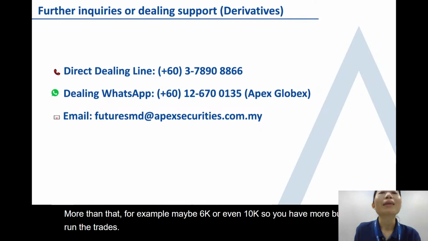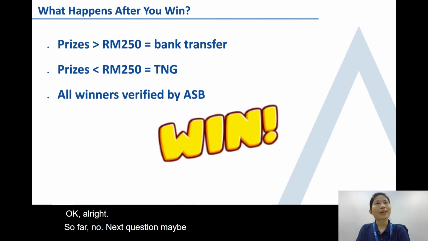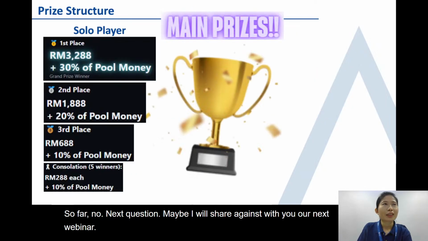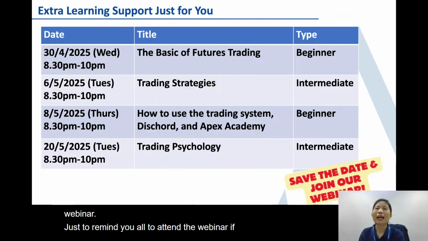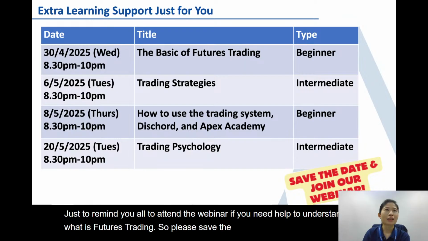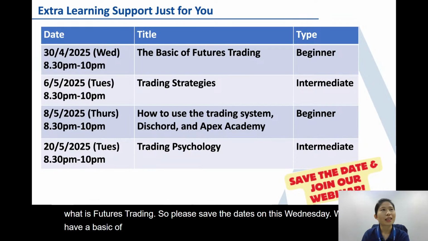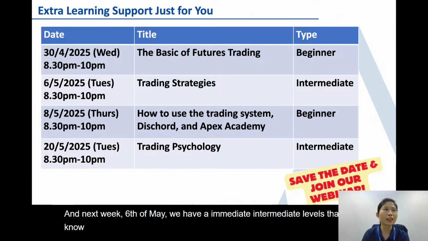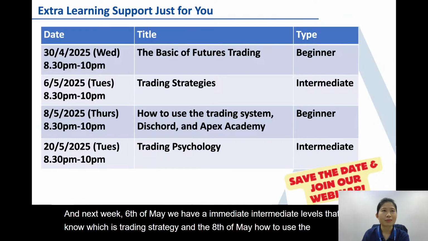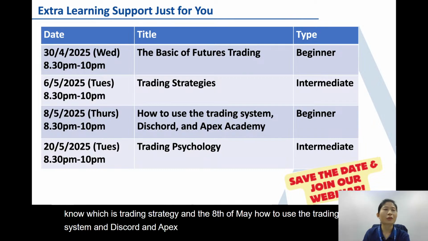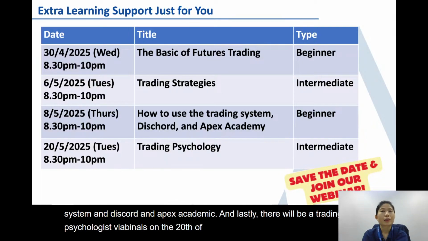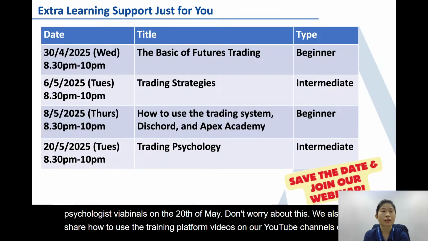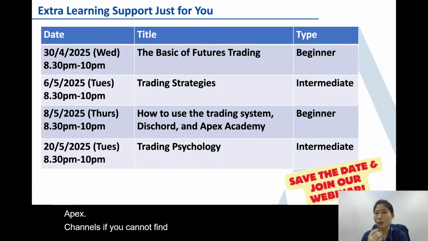Okay. All right. So far, no next question. Maybe I will share again our next webinars. Just to remind you all to attend the webinar if you need help to understand what futures trading is. So please save the date. This Wednesday, we'll have the basics of futures trading. And next week, 6th of May, we have an intermediate level webinar, which is trading strategy. And the 8th of May, how to use the trading system, Discord and Apex Academy. And lastly, there will be a trading psychology webinar on the 20th of May. Don't worry about this. We will also share how to use the trading platform videos on our YouTube channel, on our Apex Academy channel. If you cannot find the details, just WhatsApp us. We will share with you.